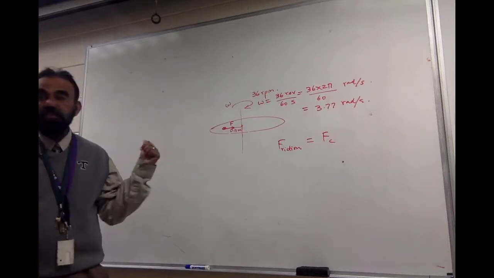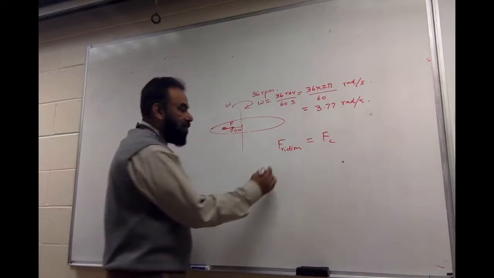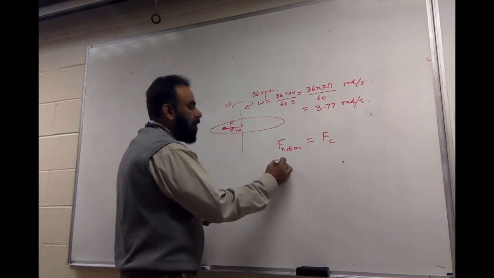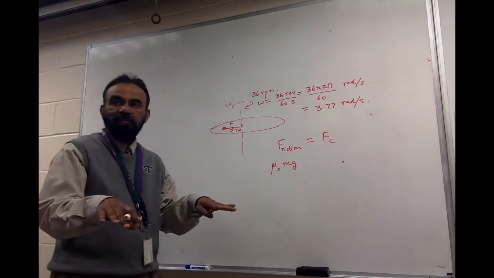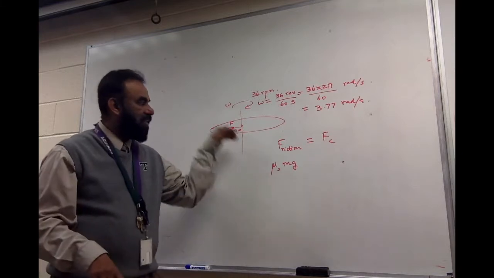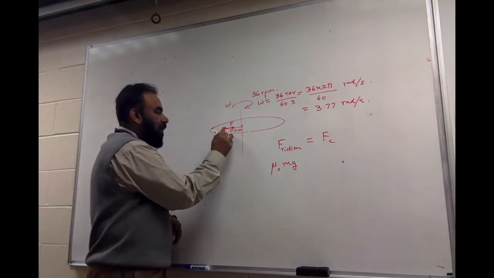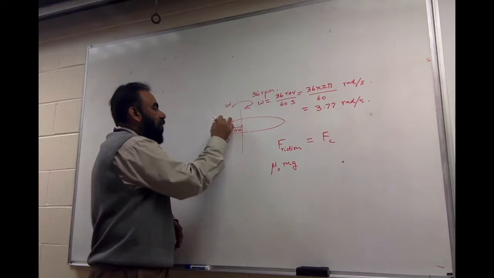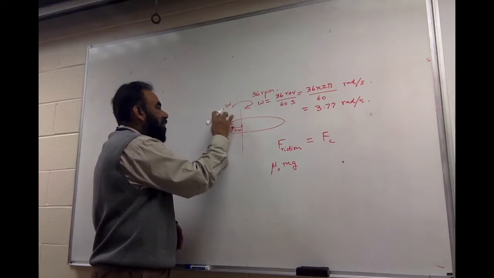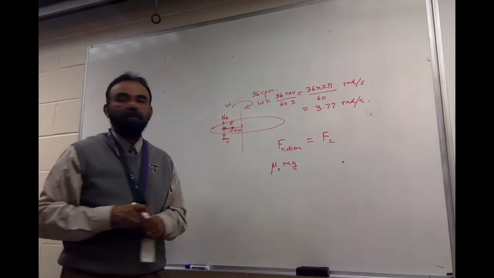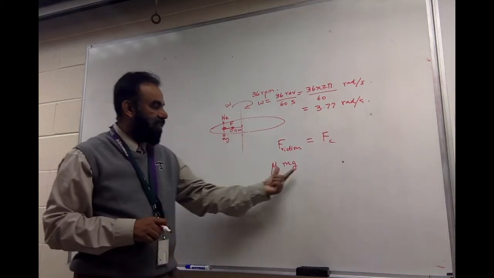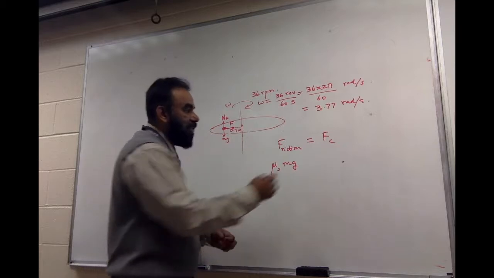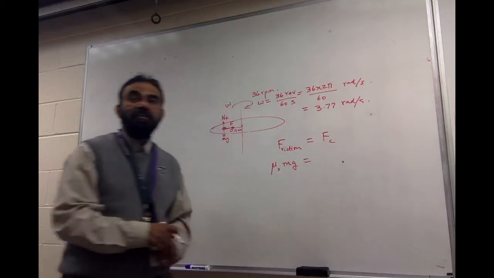And what's the formula for friction? Mu times the normal reaction, which is mg. If it's a horizontal thing, the normal reaction is the mg because the weight is downward and the normal reaction is the same. You get it? So the weight and the normal reaction are the same, so that's why I'm putting it as mu times mg is equal to Fc, the centripetal force.